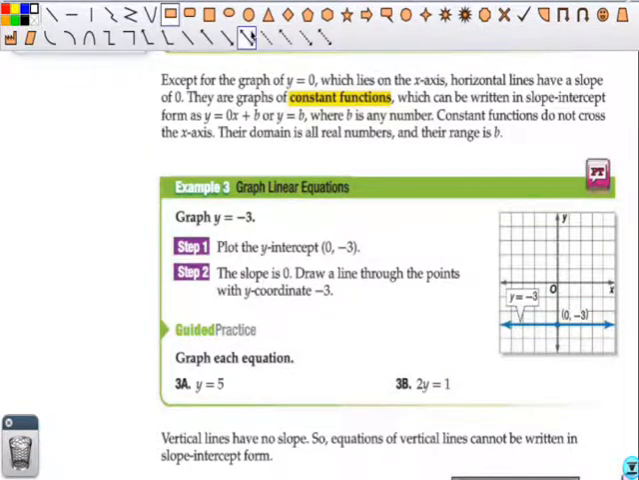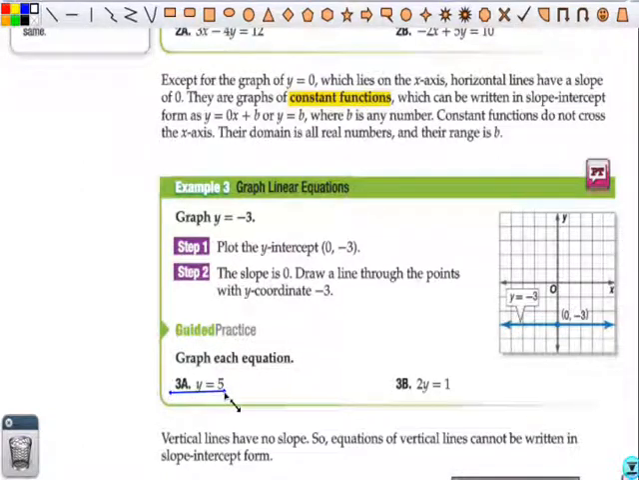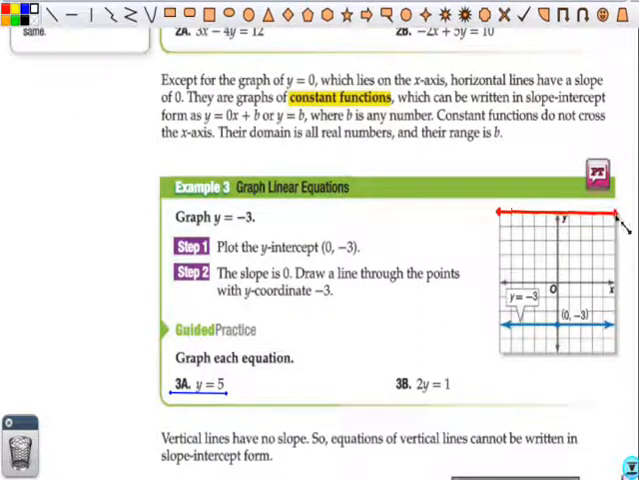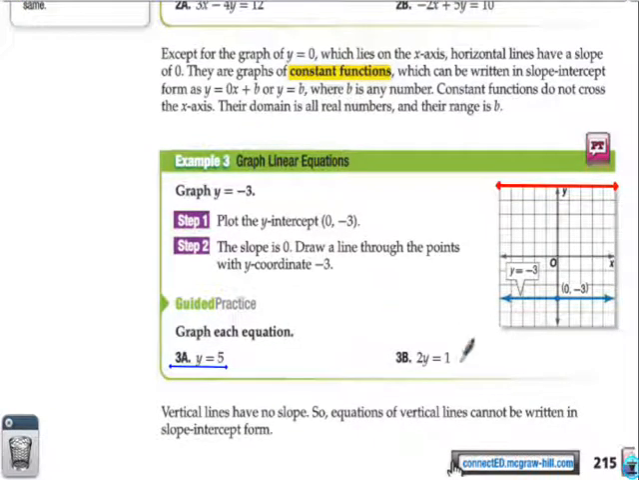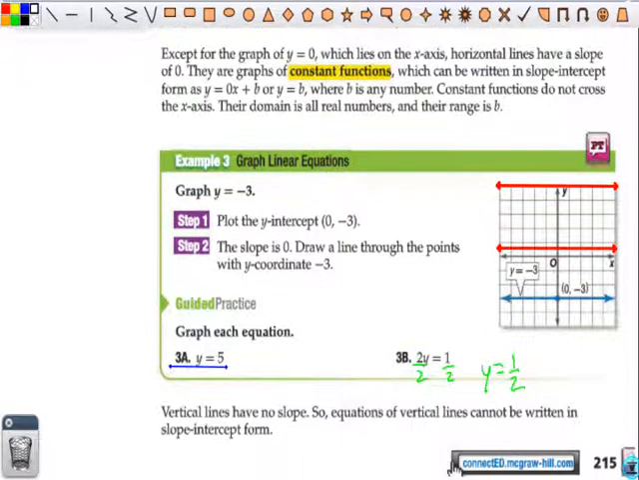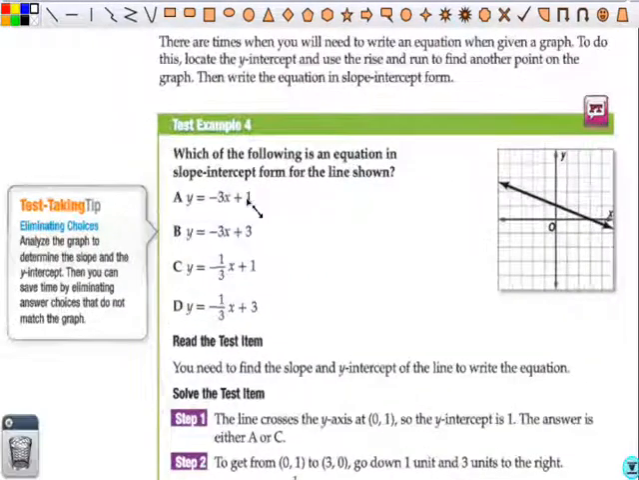If we were to do, like, say, for example, 3a, you just go to the 5, okay? If it's y equals 5, I'm just going to go up here. I'm going to do it on this one. You just go up here to 5, and you put a line. On this one, you'd have to do a little bit of work first, where we'd have to get y by itself. So I divide by 2, divide by 2, and I get y equals 1/2. Well, 1/2 is really simply just in between the 0 and the 1, so I would put a line right there. No problem. Vertical lines have no slope, so equations of vertical lines cannot be written in slope-intercept form. All right? No problem. Let's take a look here.